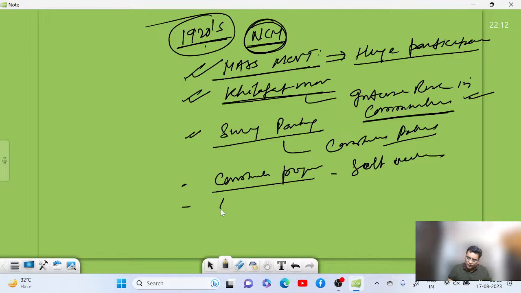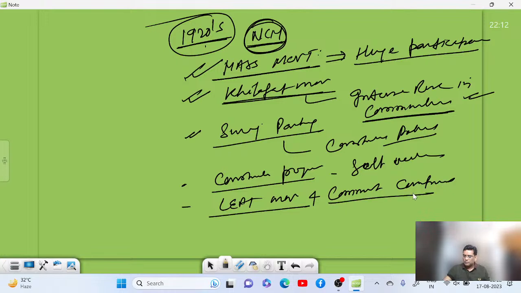Entry of left movement and many communist conspiracy cases like the Peshawar conspiracy case, the Kanpur Bolshevik conspiracy case, and the Meerut conspiracy case. So the left movement also became very attractive.